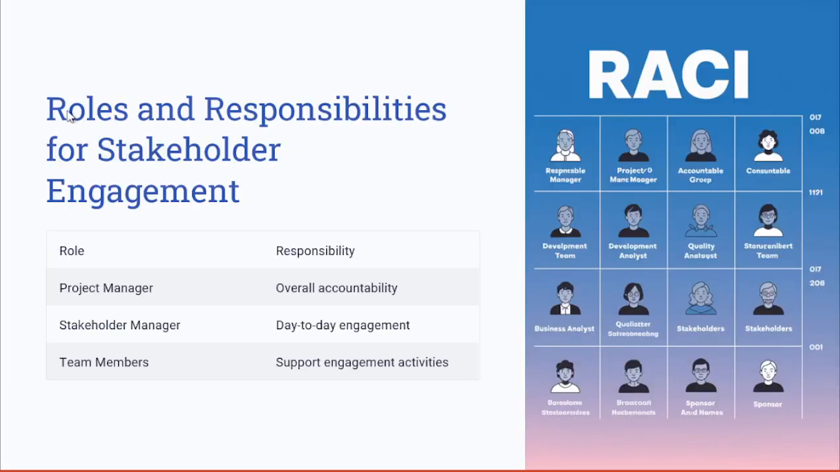Let's see the roles and responsibilities for stakeholder engagement. Clear roles and responsibilities must be defined for managing the stakeholder engagement. This often involves assigning a specific team member or stakeholder managers who are responsible for maintaining the communication and addressing the stakeholder concerns. A RASI chart or RASI matrix, including the key four types, responsible, accountable, consulted, and informed, helps clarify who does what, ensuring accountability and efficient communication.